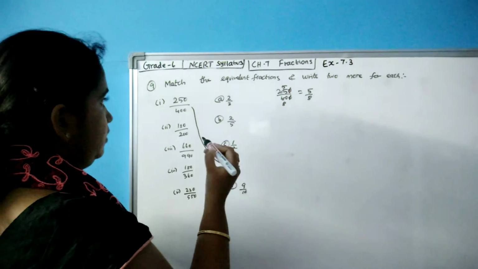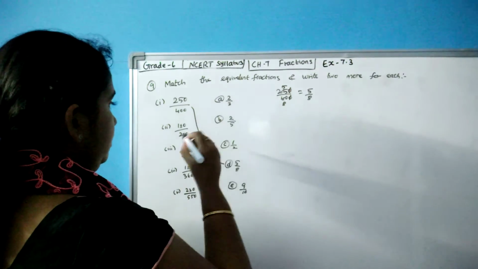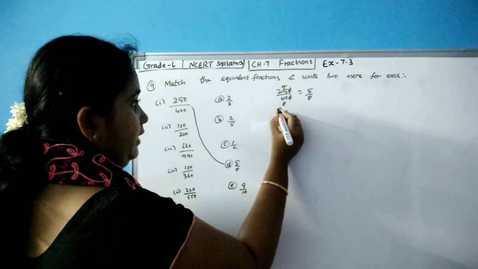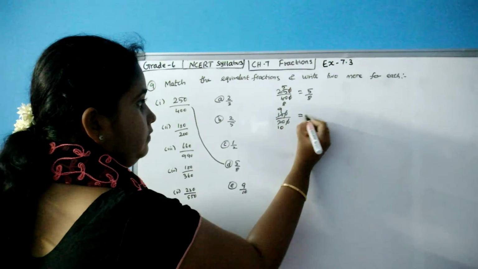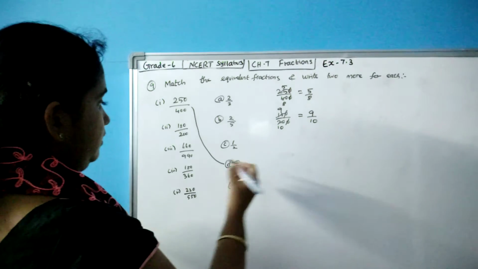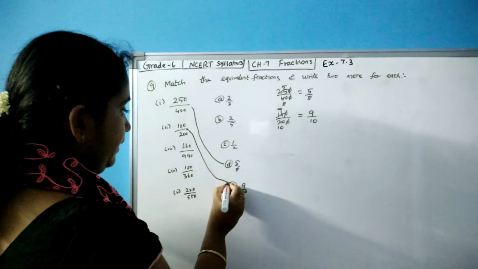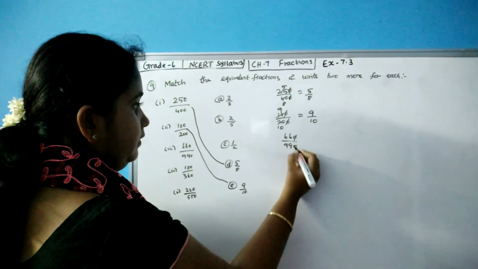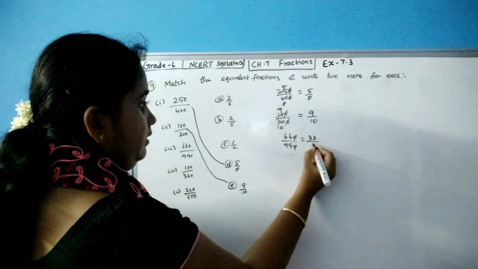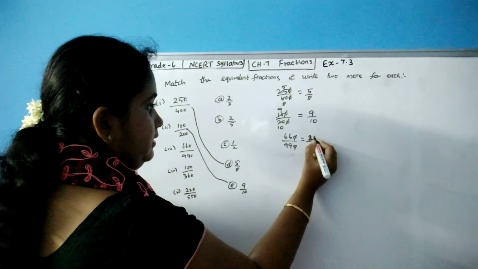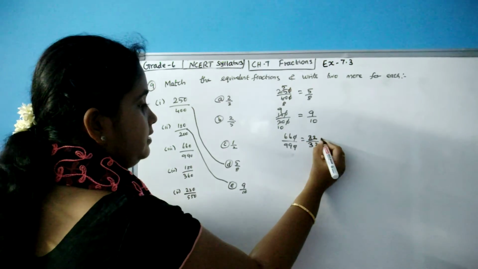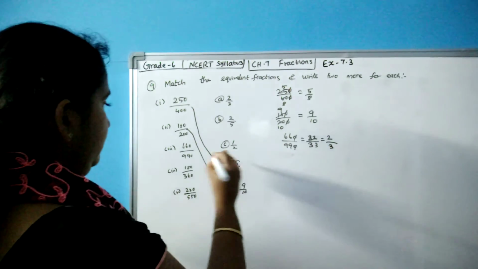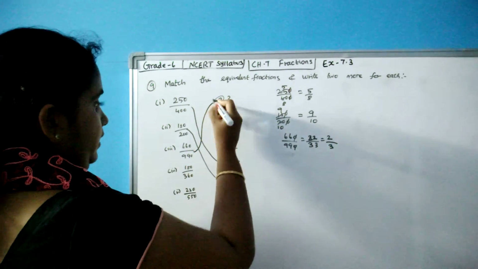Okay. This one is D. 180 by 200. I am cancelling the zeros. 9 2s are 18, 10 2s are 20. Which is equal to 9 by 10 is your answer. So 180 by 200, 9 by 10. Okay. So 660 by 990. That is equal to 33 by... 2 3s are 6, 2 3s are 6, 3 3s are 9, 3 3s are 9. Again 2 11s are 22, 3 11s are 33. 2 by 3. So here is your answer.